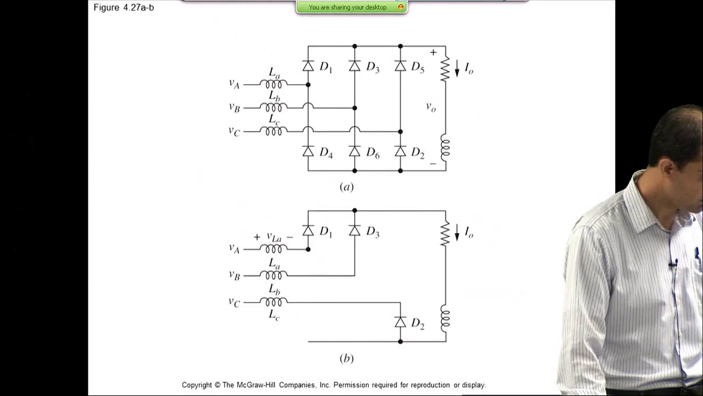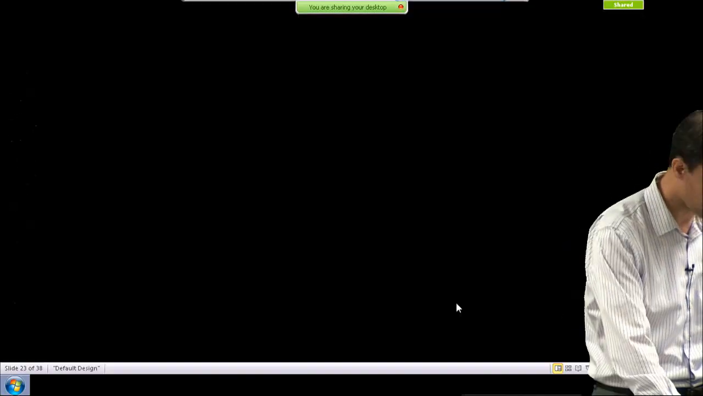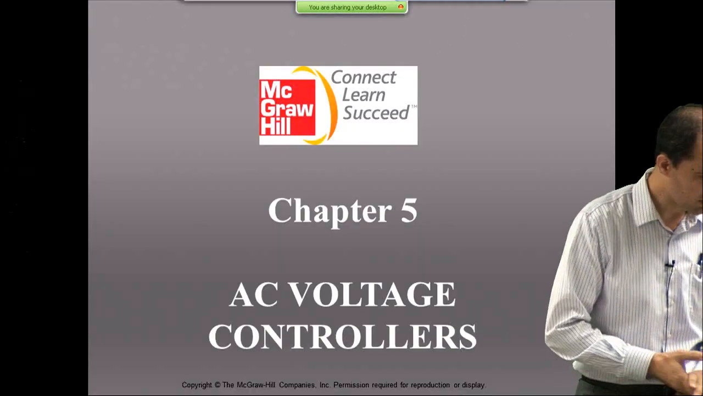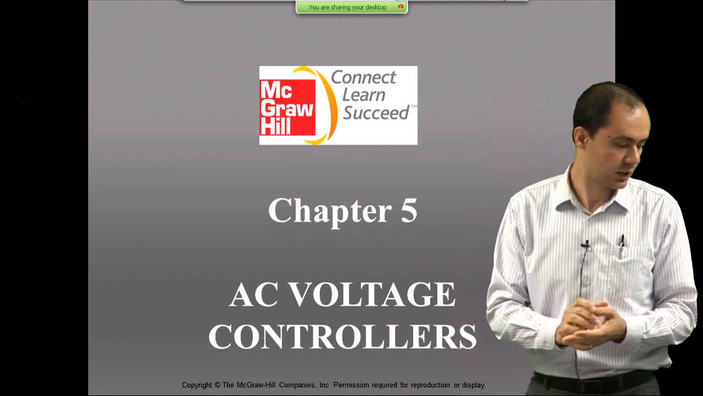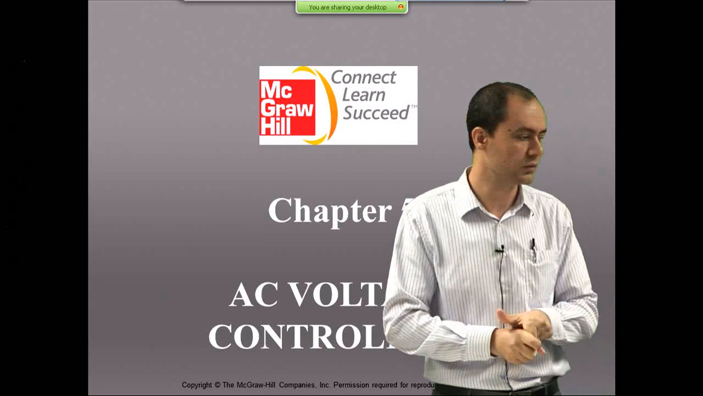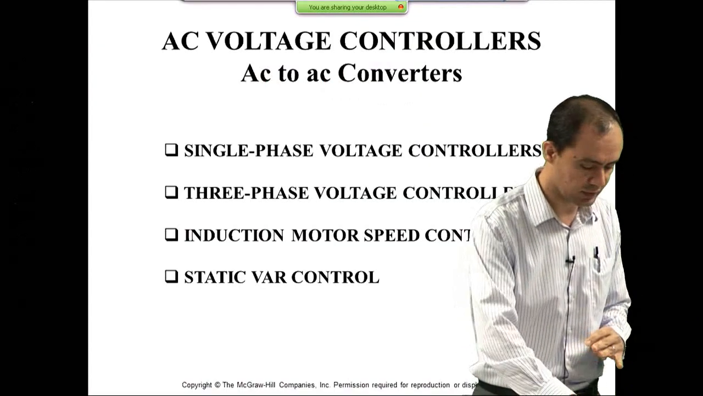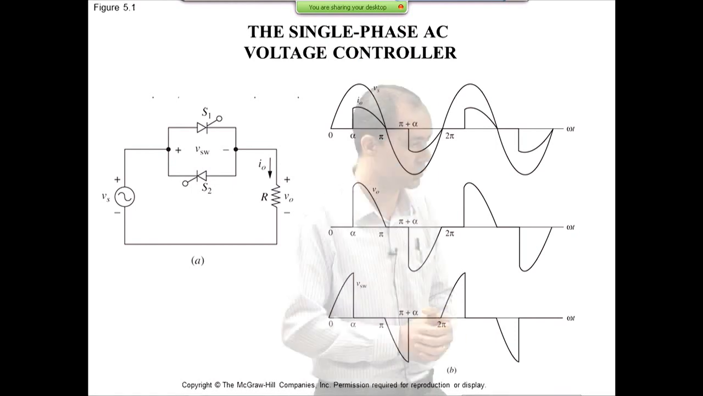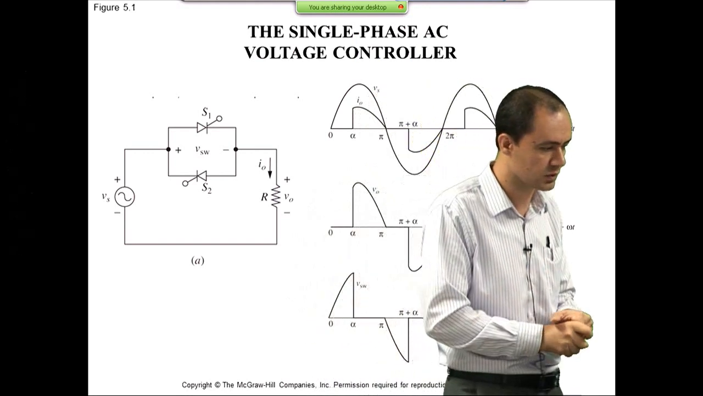I'm going to briefly talk about chapter 5. It's a relatively short chapter, and they are called AC voltage controllers. These kinds of converters do not really fall under the classic way of categorizing converters into DC to DC converters, or AC to DC rectifiers, or DC to AC inverters, or even AC to AC converters, because as it turns out, you don't really change the frequency of the output with respect to the input, or you don't really change the amplitude of the output with respect to the input.